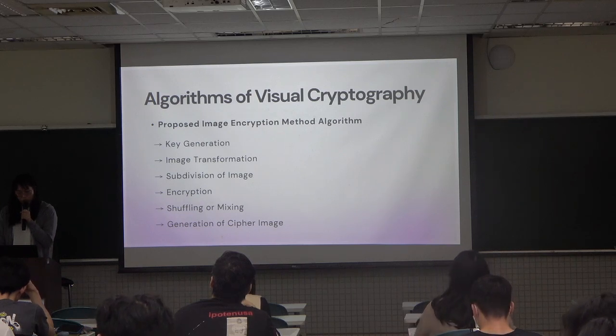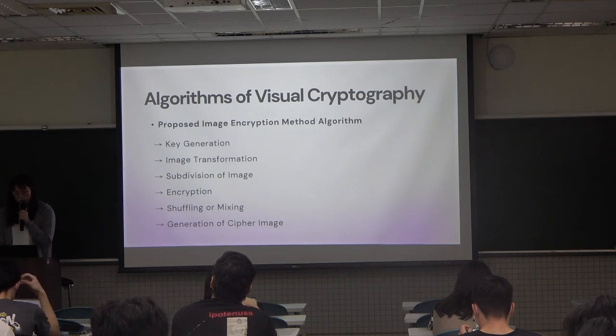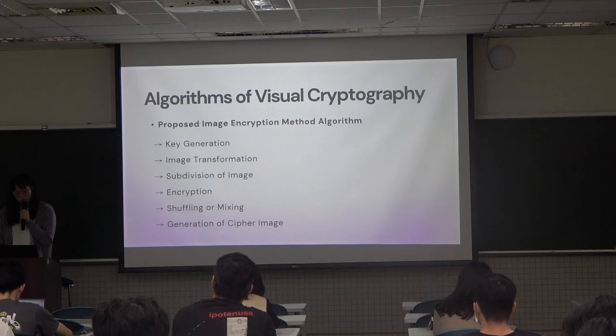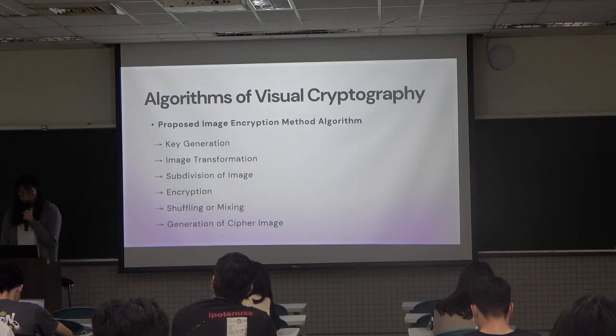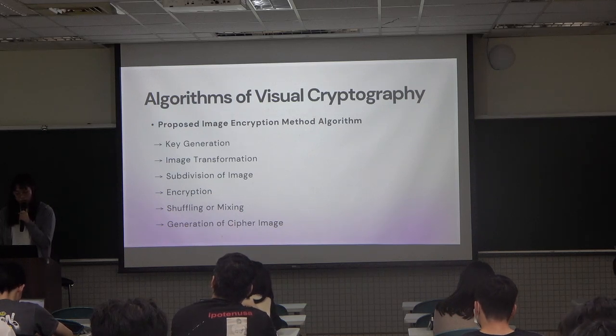Then the transformed image will be divided into blocks or segments to enhance encryption, and each block will undergo its own encryption process. The encrypted blocks or segments will be shuffled or mixed in order to reinforce security. Next, we combine those blocks together to form a final cipher image. If we want to get the secret message from the image, we'll have to collect the encrypted shares to decrypt it.